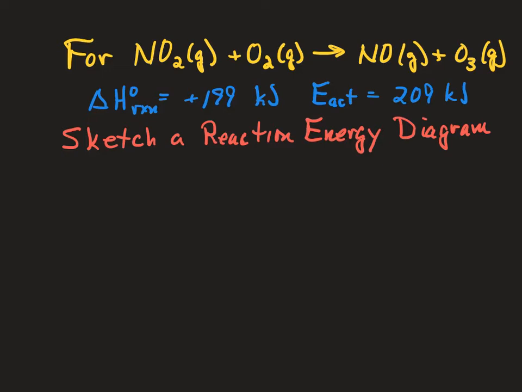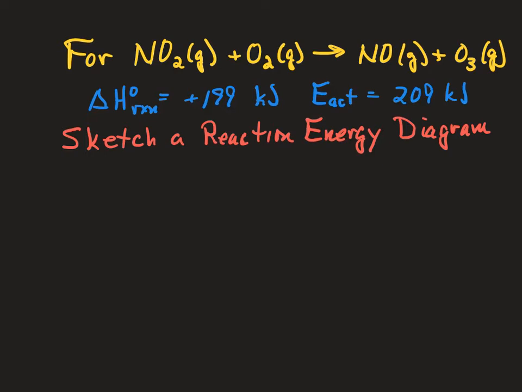nitrogen dioxide reacting with oxygen in the gas phase to make nitrogen monoxide and O3, which is ozone, right? All in the gas phase. And we're told what the heat of reaction is. It is an endothermic reaction, that it is absorbing heat energy. And then we're also given the activation energy. And so they want us to sketch a reaction energy diagram given that information, right? This helps us see if you understand what that information is.